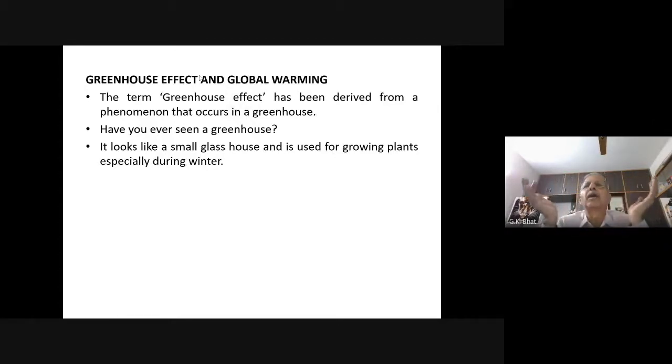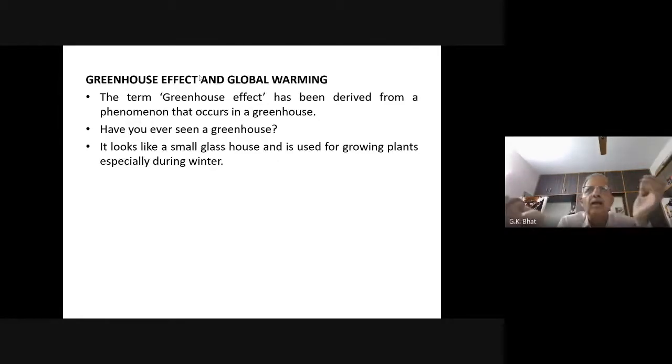We get unexpected heat. It looks like a small glass house and is used for growing plants, especially during winter. During winter, by nature, the plants do not show much growth. Growth is always retarded during winter, but accelerated during spring and summer. So crops in the greenhouses are mainly grown during the winter.